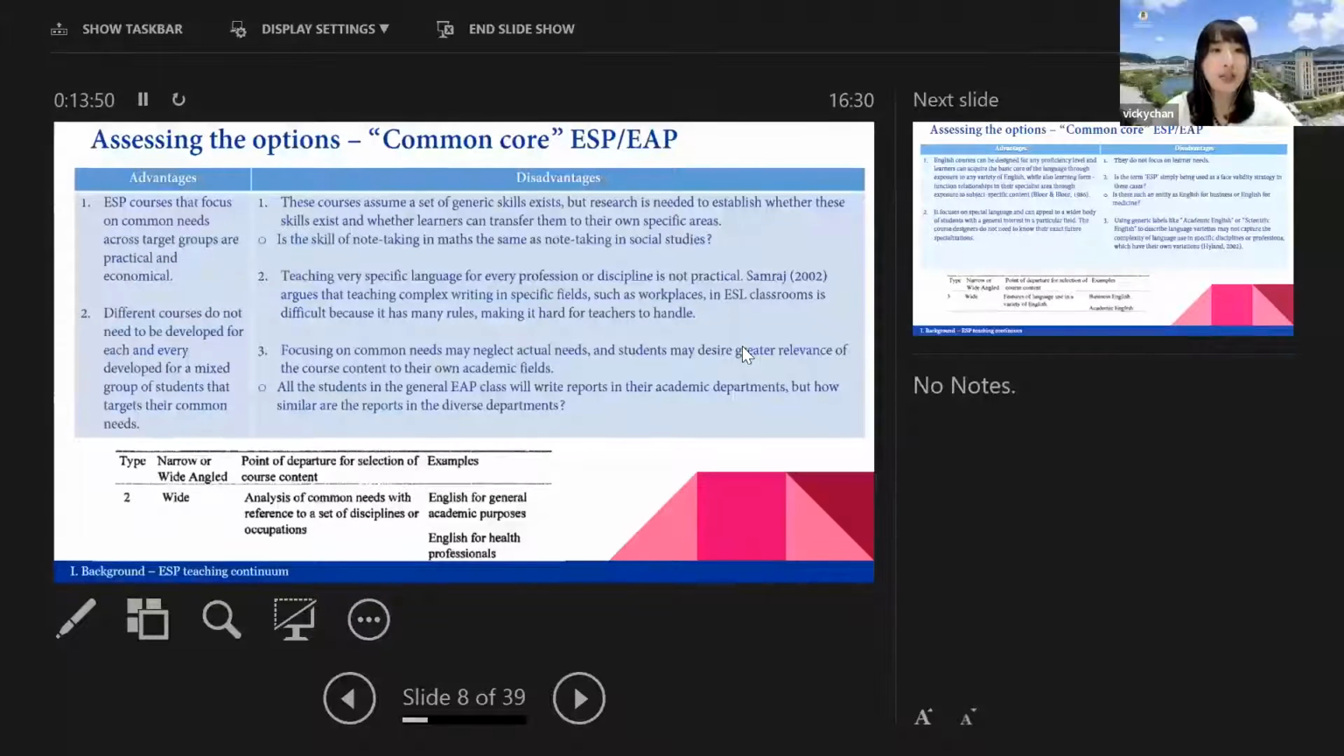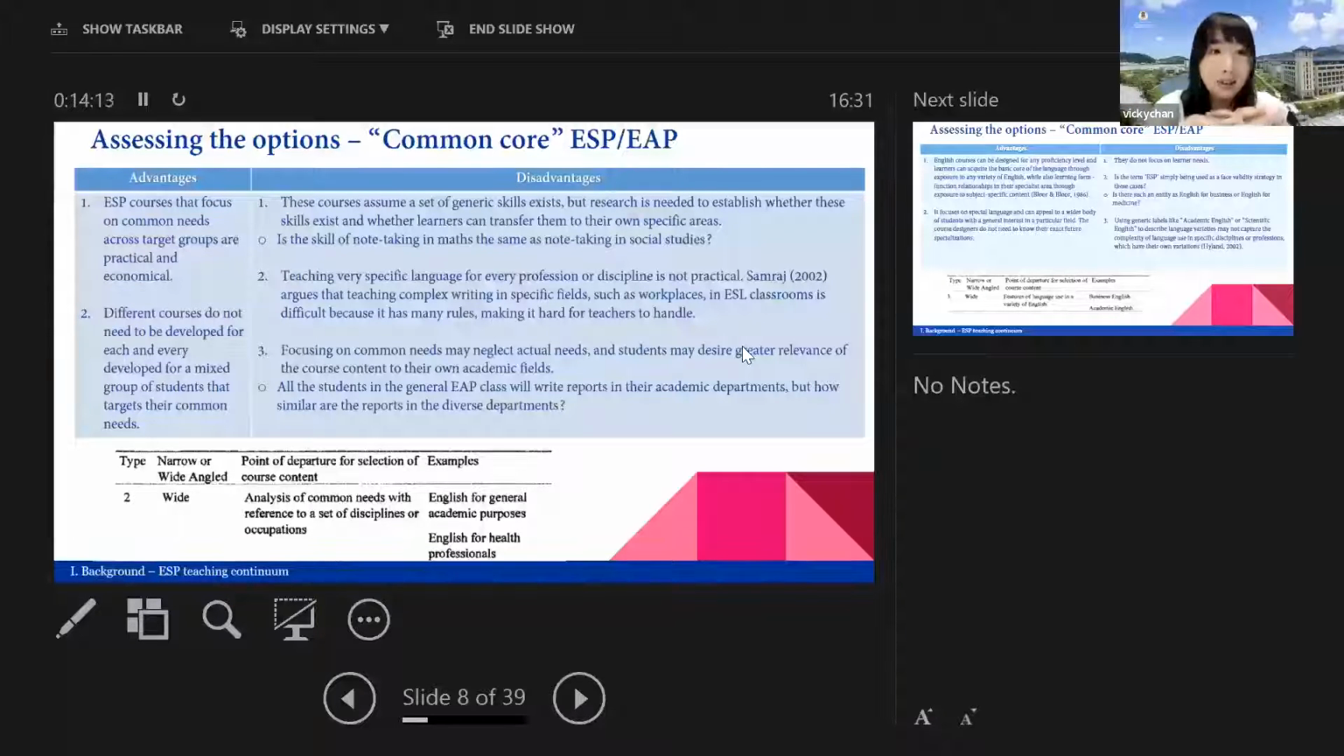And then also here is the second type of course. Now I'm just going to go through the common core very quickly, because that would not be quite our main focus today. But as you can see, for the common core ESP courses, the good thing is one common core could fit the common needs of many students, and that would be very practical and economical.